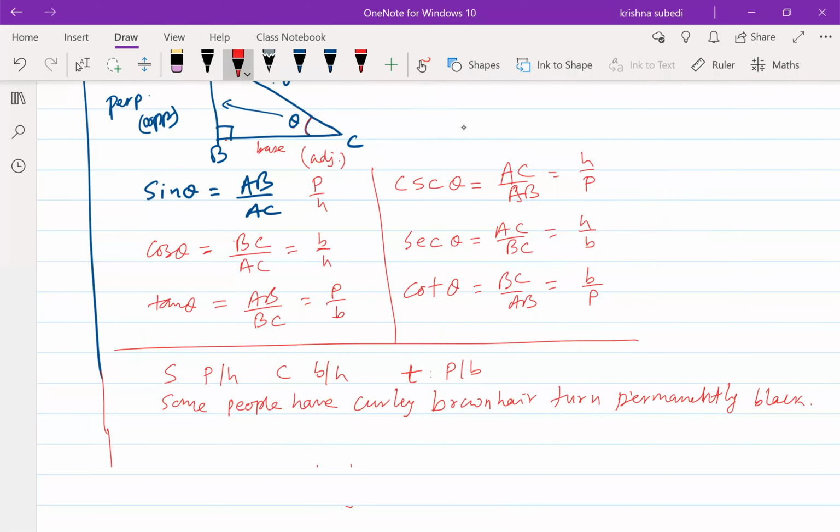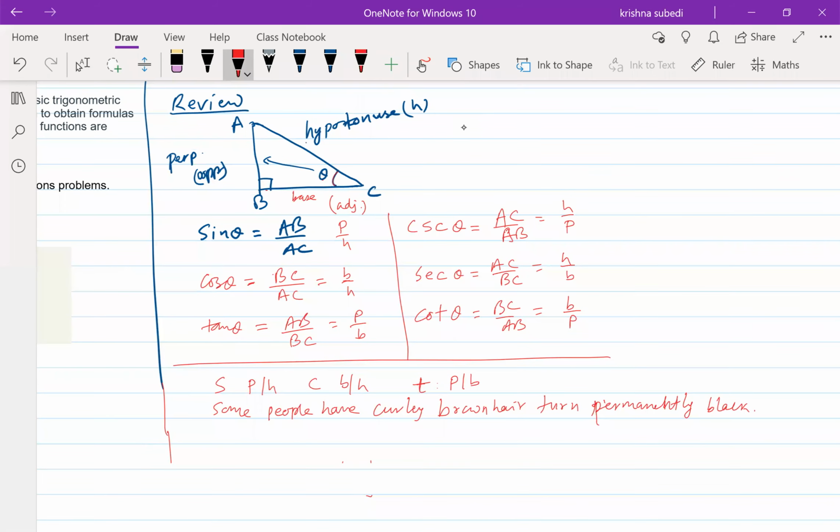I don't know how they turn it permanently black. I'm looking for that kind of color. If anybody knows that, let me know. I want to change my color to black permanently. Every time I use it, it's just a couple of weeks, it's gone. Anyway, this is a funny sentence and you can memorize this easily. Some people have curly brown hair. S represents sine, P represents people, H represents have, C represents curly. Okay, some people have curly brown hair turned permanently black. Yes, people remember it that way.